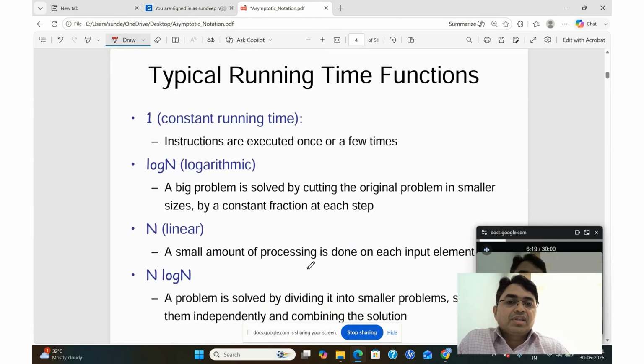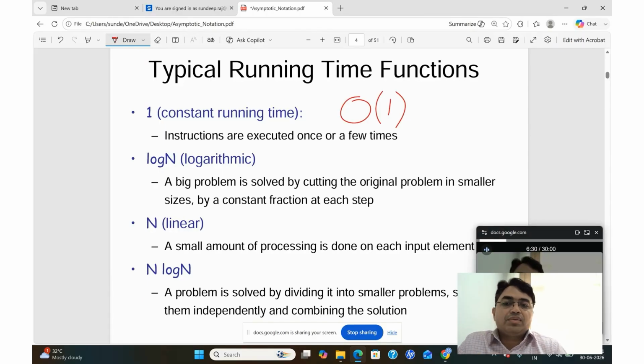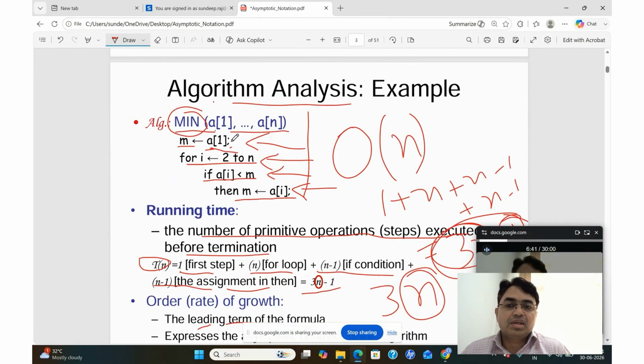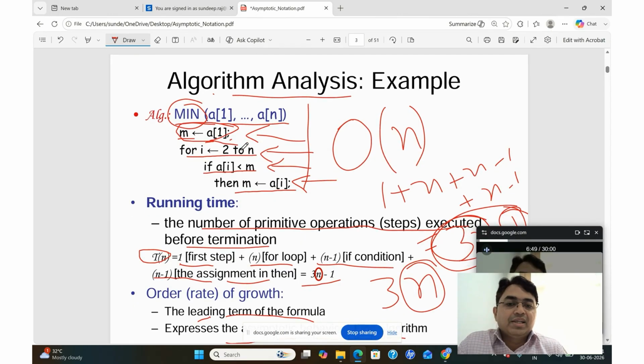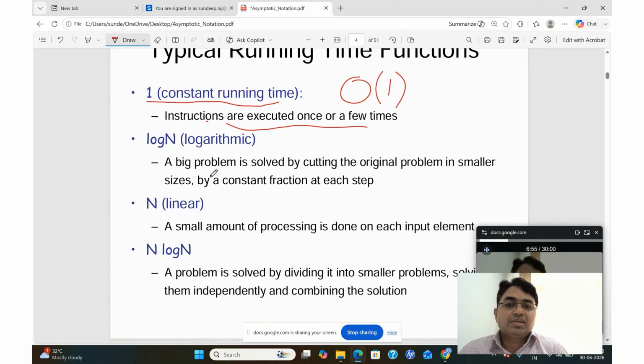The typical running time functions, when we see the various running time functions or the order of growth rate: order of 1 will be used when the instructions are executed once or a few times. This is said to be constant running time. The order of 1 we may see in the case where a1 was assigned to m initially. This particular step has taken only 1. This is the order of 1 type of running time function.